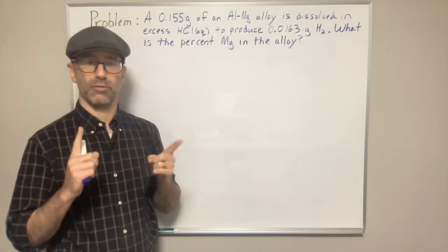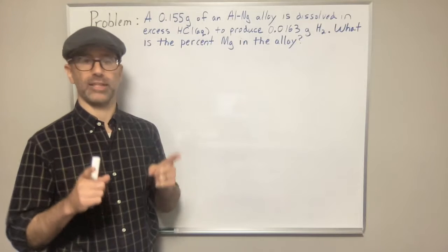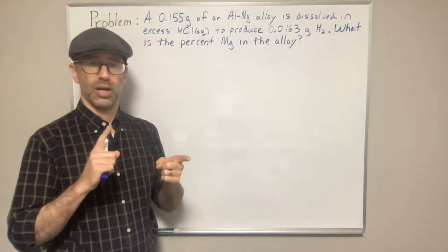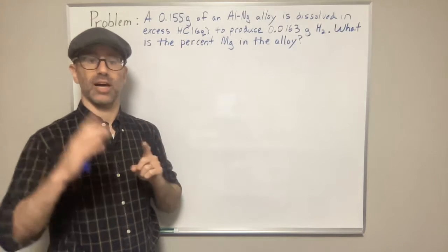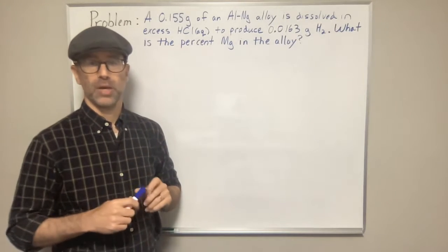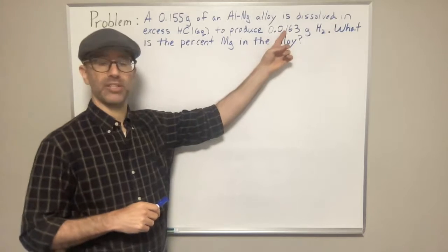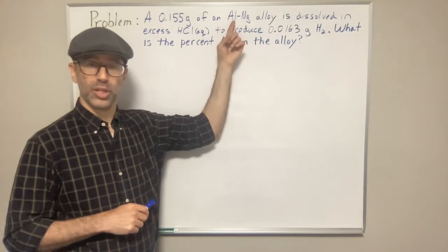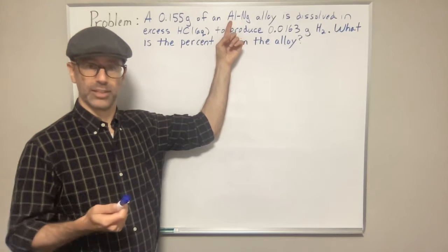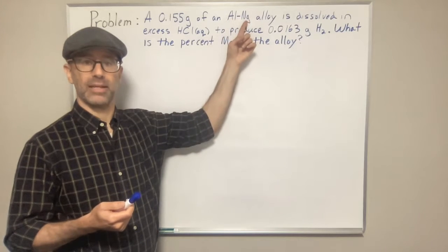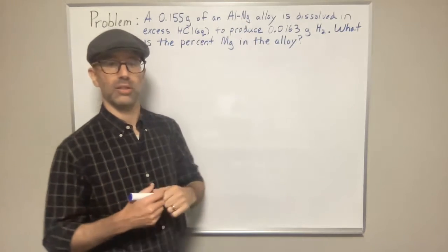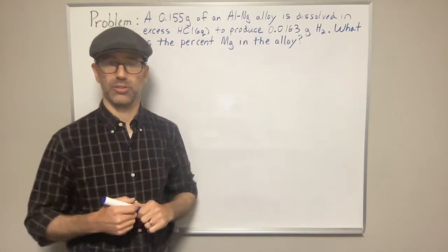Since those are two different substances that are both reacting with HCl, we need to know how much of each is producing a certain amount of H2. So since this is the total amount of H2, this total amount comes from both the aluminum that is reacting with the HCl and the magnesium that's reacting with the HCl. Okay, so let's write out our equations.